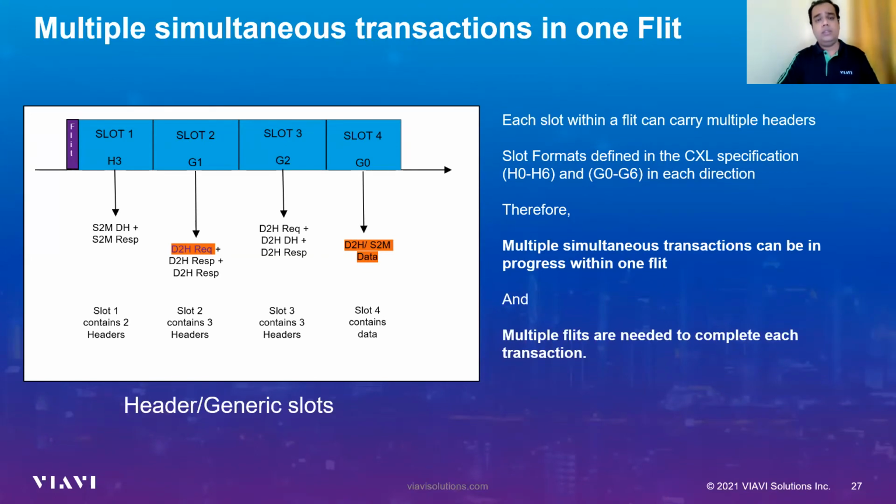So what this gives is the ability for the device to have multiple transactions and push multiple header data in response to the same bit. Here in the diagram on the left side, you can see slot 1 has 2 headers, slot 3 has 3 headers, and slot 2 has 2 headers.